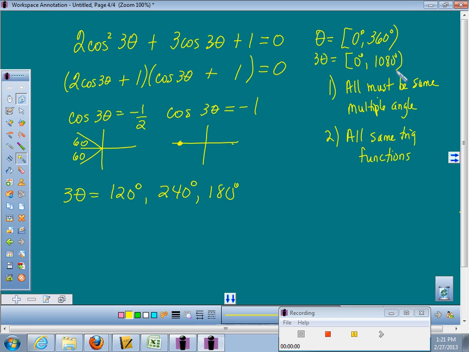So yes, we need to add 360 to all of these, which would give us 480, 600, and 540. And then we need to do it again. We got to add another 360 to get to the next answers, which would be 840, 960, and 900. Then divide them all by 3.